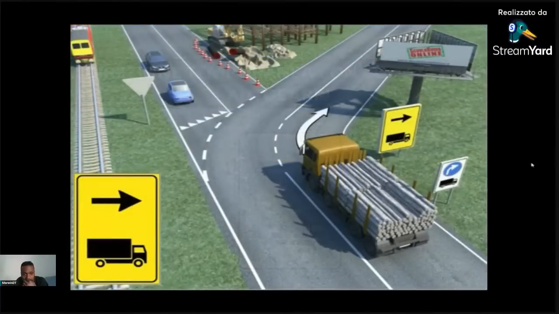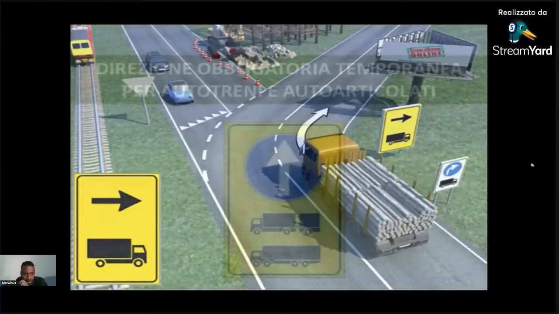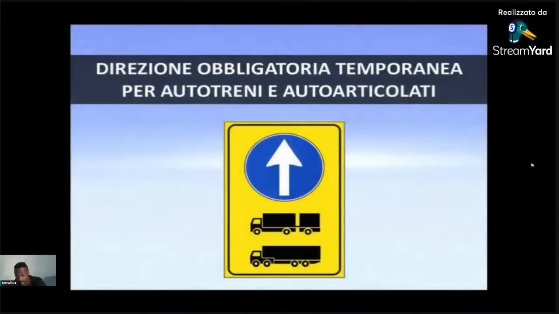This is what it is. Okay? So the camion will just have to turn on the right side. Very good. It's just an advice. Okay? Very good. Trust me, this animation will solve all your problems.